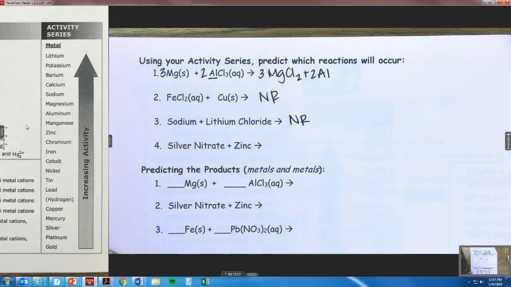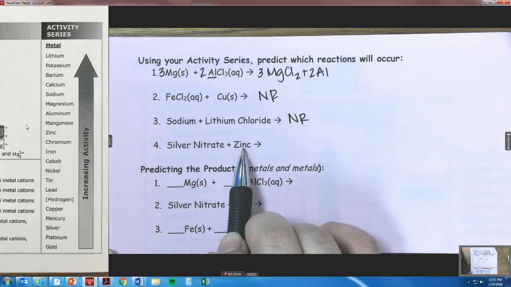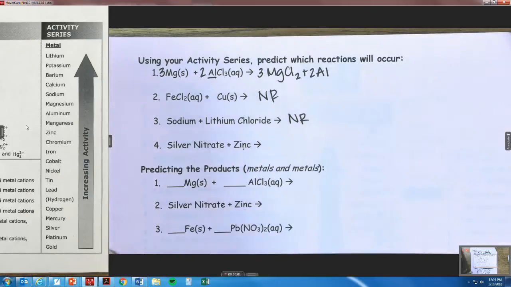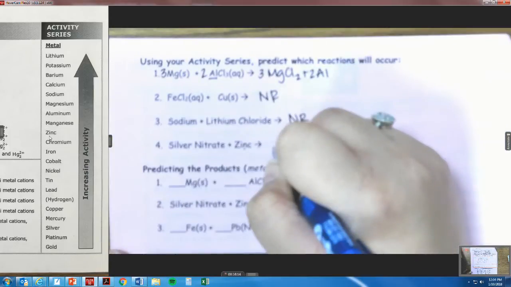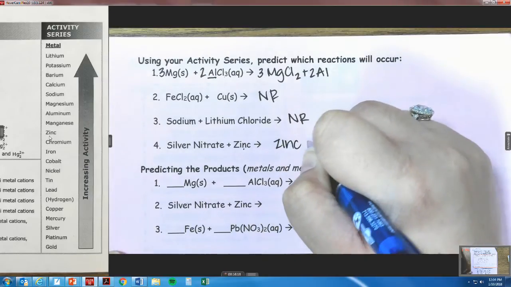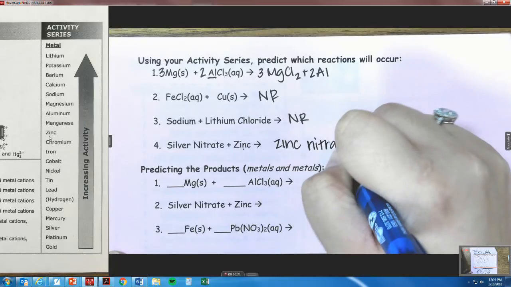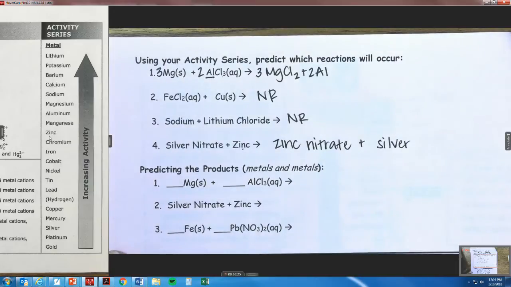Okay, and then number 4, we have silver nitrate plus zinc. So zinc is the one that's by itself. So is zinc higher than silver? So on our periodic tables, zinc, is it higher than silver, which is at the bottom? Yes. So a reaction is going to occur. What are our products going to be? It's going to be zinc nitrate plus silver. So silver is the one that's going to be all by itself.